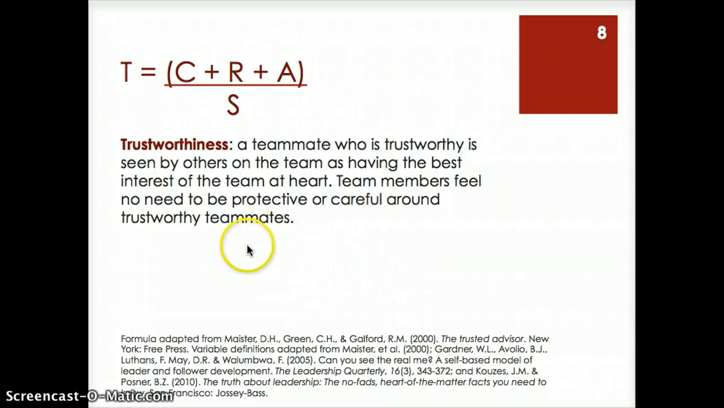So trustworthiness can be defined this way, and we see the definition of trust that we saw earlier in the Lencioni model embedded here in this definition. A teammate who is trustworthy is seen by others on the team as having the best interest of the team at heart. Team members feel no need to be protective or careful around trustworthy teammates. And you can all probably think of people who have exhibited this, people who have had the best interests of the team at heart and whom you've felt no need to be protective or careful around.